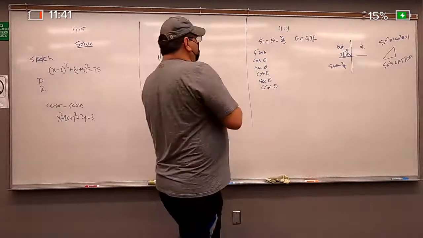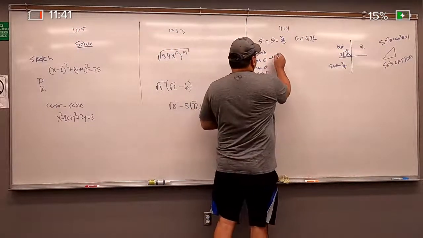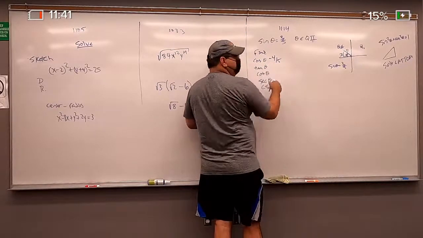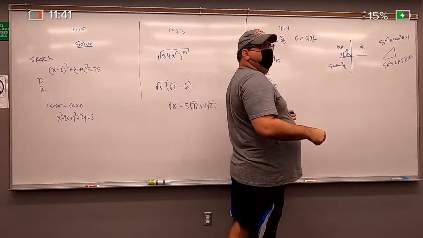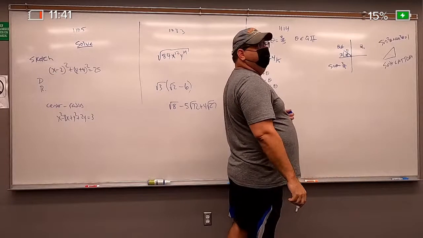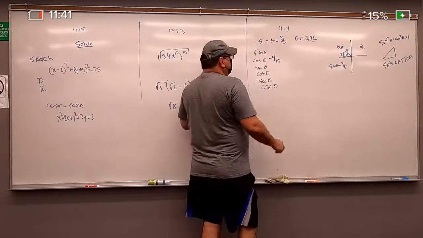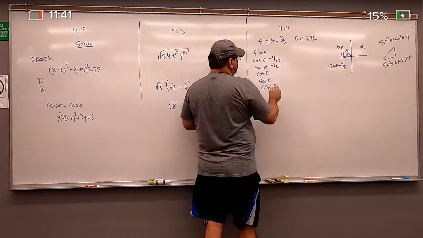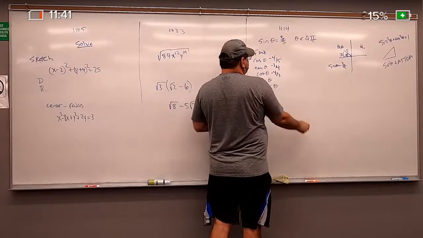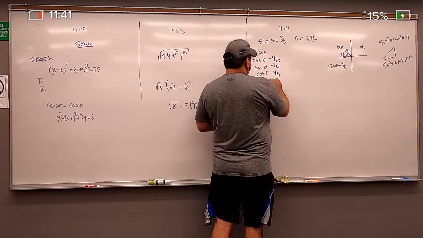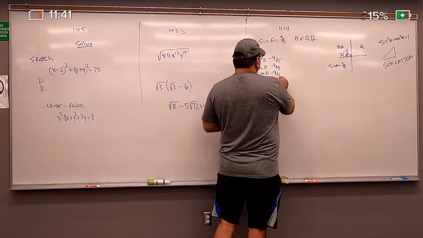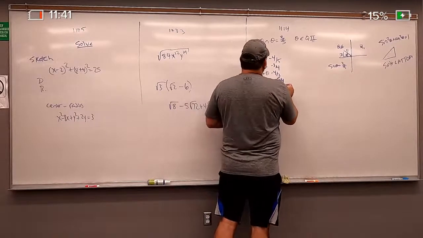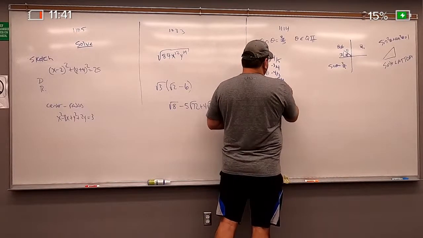Alright, so sine theta is negative 4/5. Cosine is the x value, so cosine theta is negative 3/5. Tangent theta would be negative 3/4. Cotangent theta is negative 4/3. Secant theta is negative 5/4. Cosecant theta is negative, or positive 5/3, yeah?